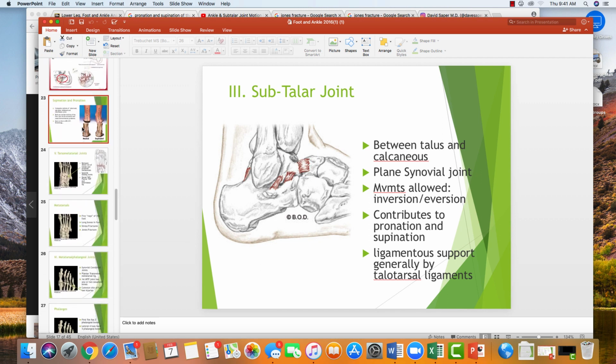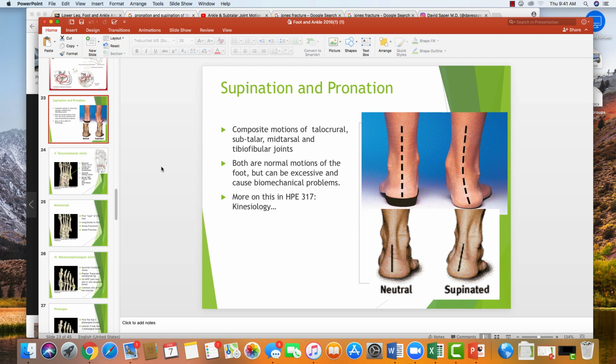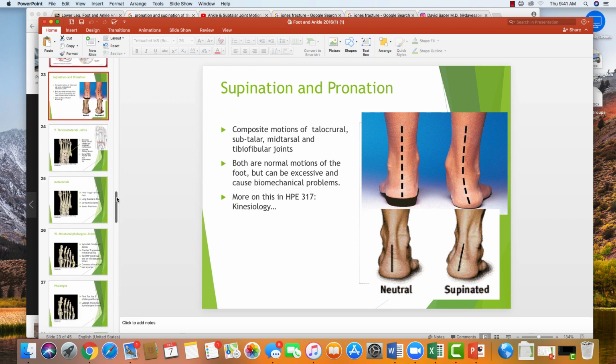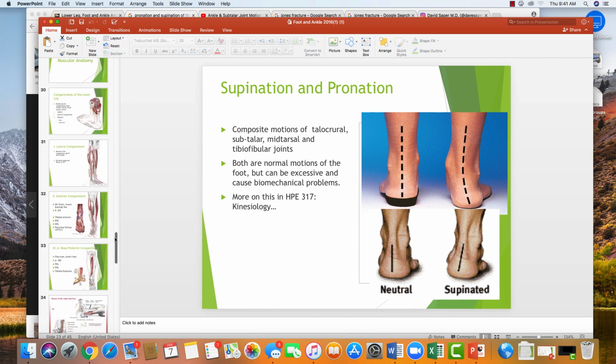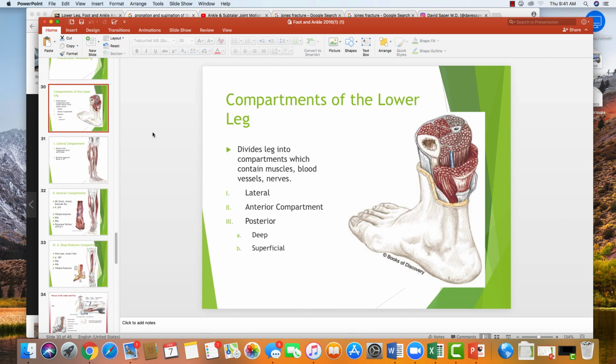Okay, so slide 23 of your PowerPoint does show another picture of the supination, pronation, and talks about the different movements that are being combined for these biomechanical problems. So take a look at that. I want to jump down into muscular anatomy.